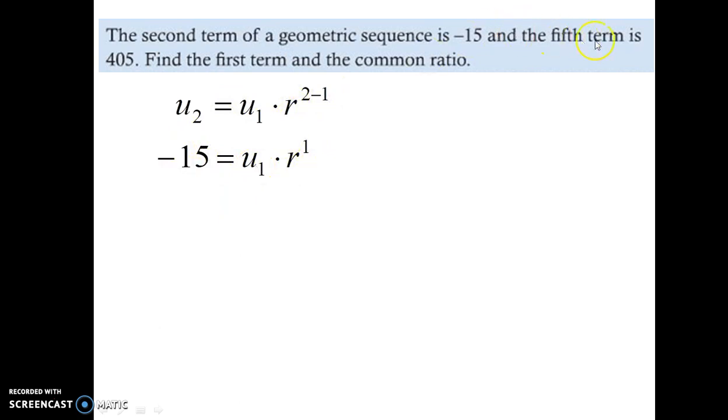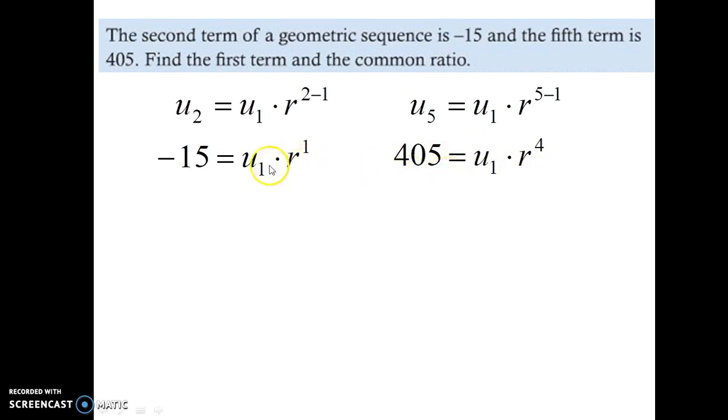Now let's make an equation for the second statement. The 5th term is 405. So u5, the 5th term, is obtained by taking u1 times the ratio to the power of 5 minus 1. And the fifth term, it tells us, is 405, so we put 405 here. 405 is obtained by doing u1 times the ratio to the fourth power, because we do the ratio 4 jumps to get to that fifth term.